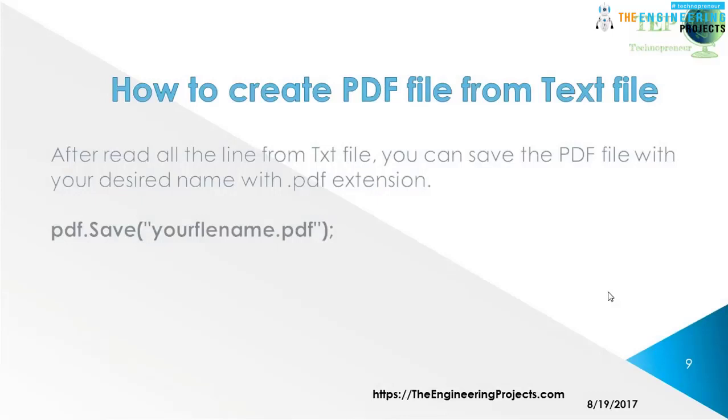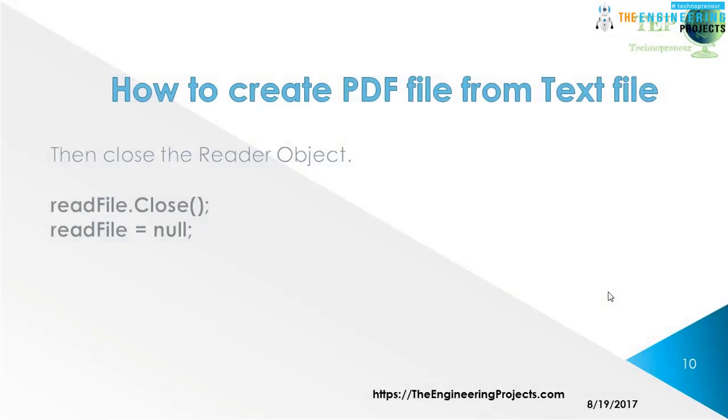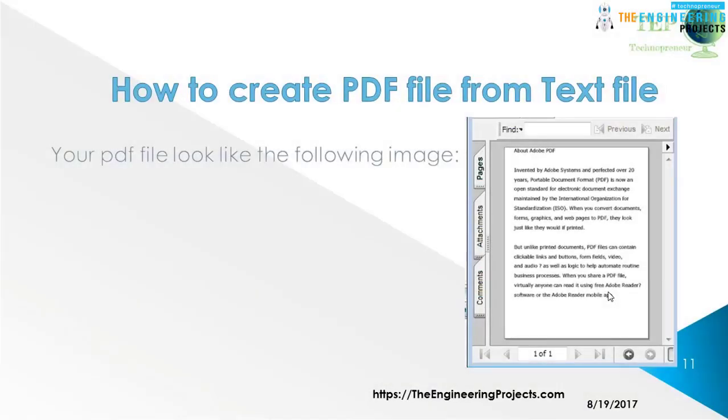After reading all the lines from the text file, you can save the PDF file with your desired name and extension. You can also give a full path here, such as the C directory, some extended path to Program Files, and then the name of the file along with its extension. Then close the reader object as readFile.Close, and readFile is equal to null. Then your file will appear something like this.